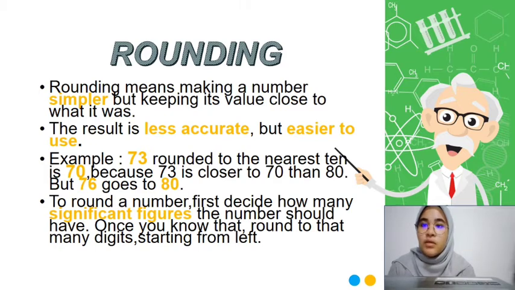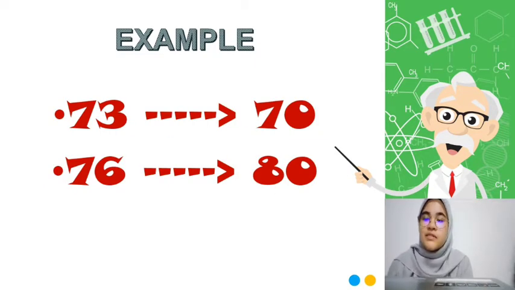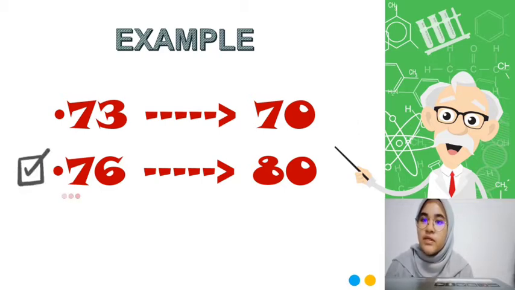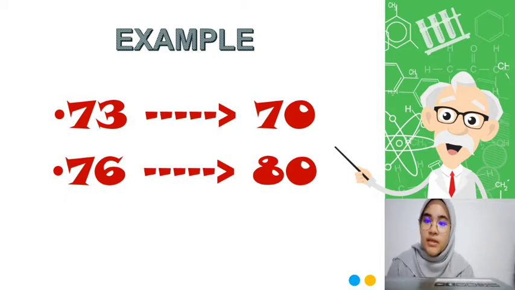If we round a number, we must decide the significant figures. We will learn about this topic after the rounding topic, and after we know that, we must round to that digit, starting from the left. Alright, this is the example. We have 73. When we round it to the nearest 10, it will become 70. Second, we have 76. When we round it to the nearest 10, it becomes 80.